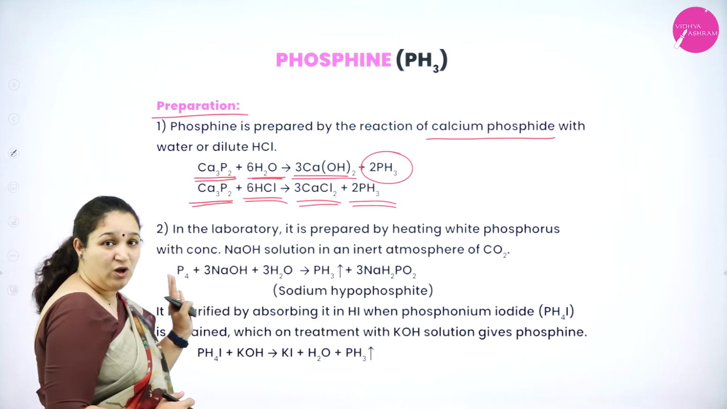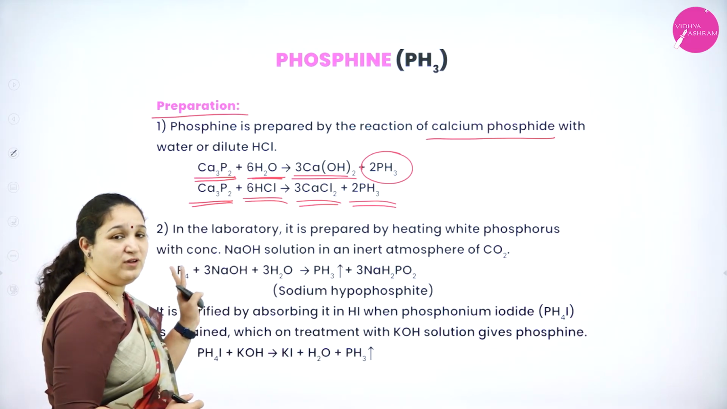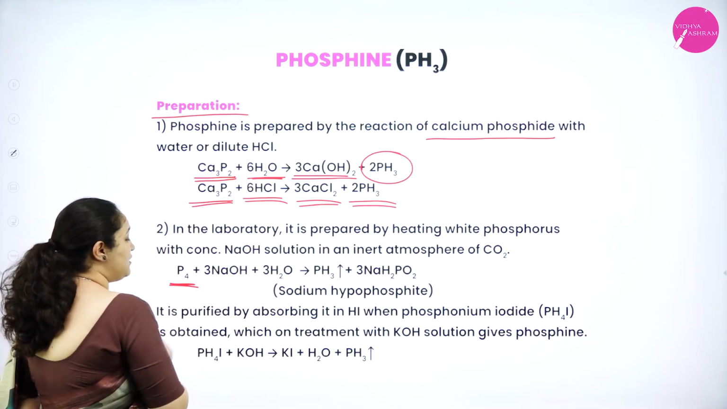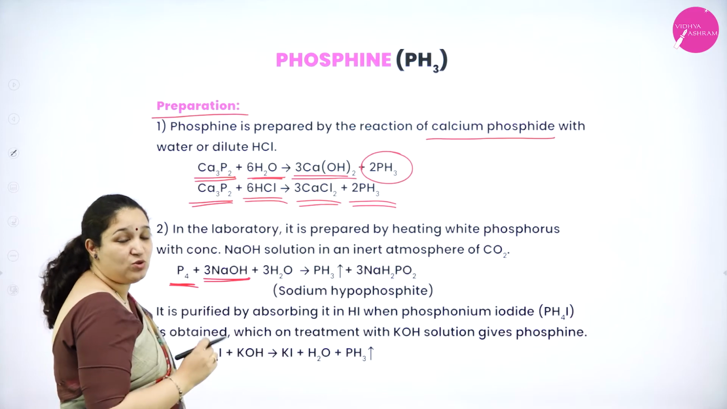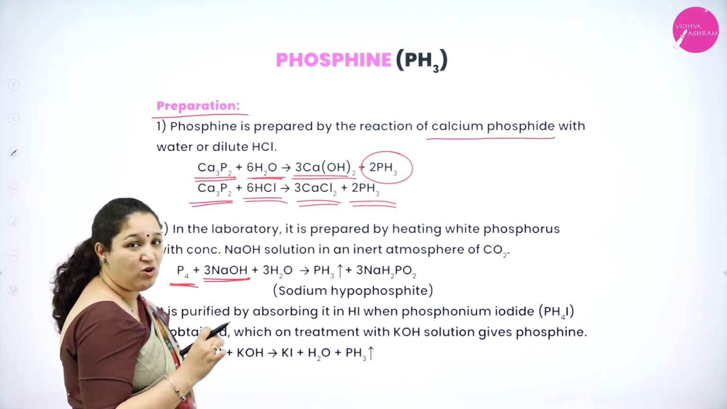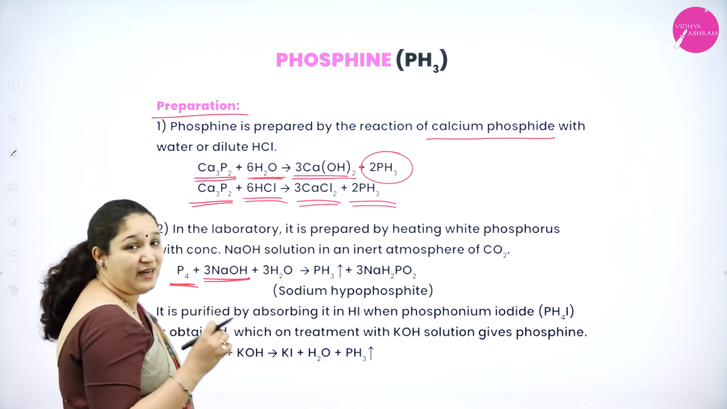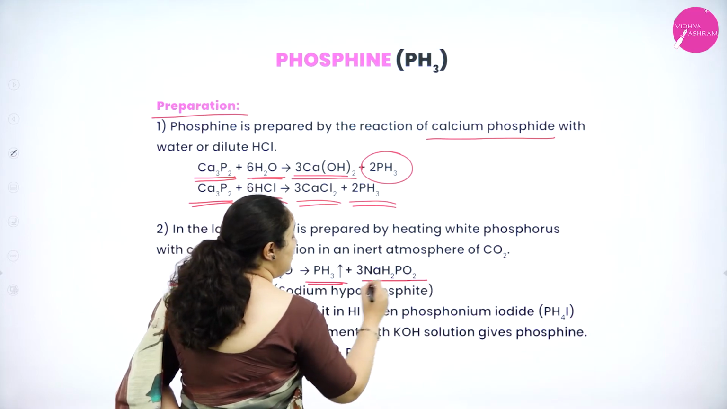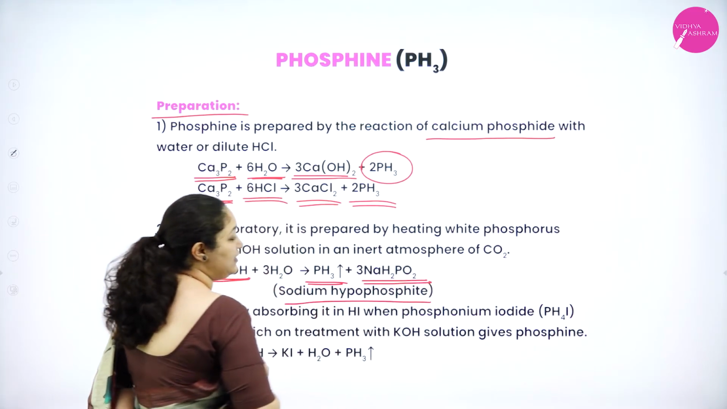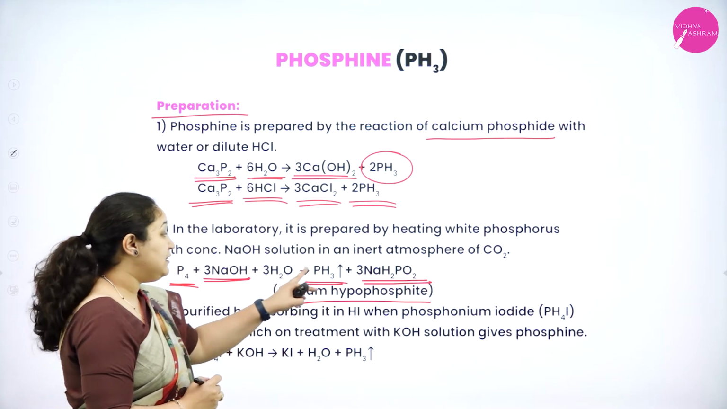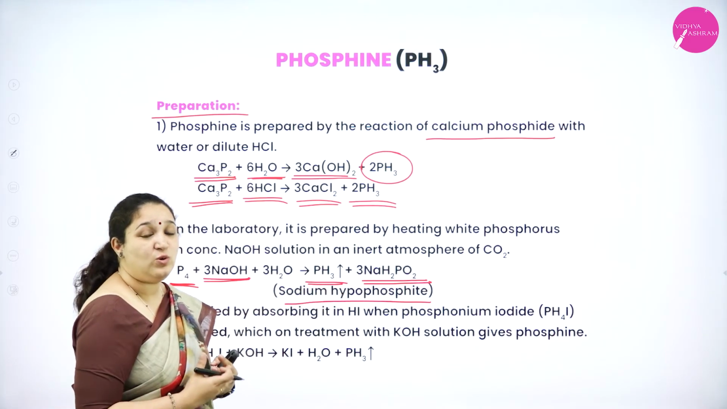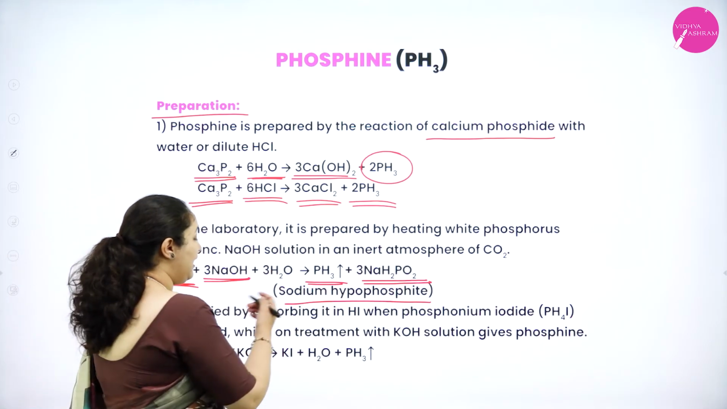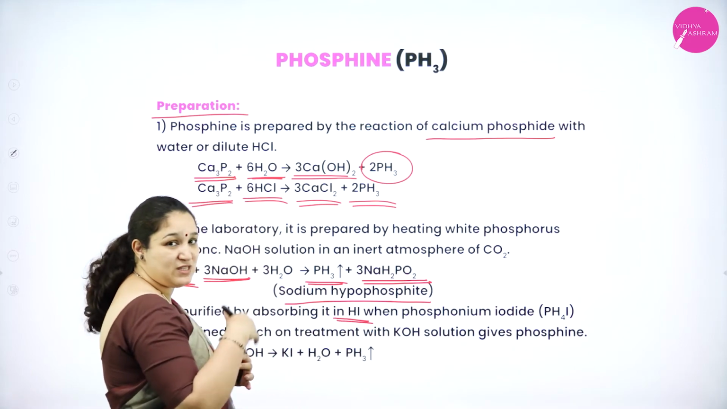The second method, which we already learnt in the properties of white phosphorus, is a repetition here. You take white phosphorus and treat it with a concentrated solution of NaOH, also called caustic alkali, in an inert atmosphere of carbon dioxide. Phosphine gas is liberated and sodium hypophosphite is formed. Correct? And this phosphine gas is not very pure. So, for purification, this gas is absorbed in HI, that is, it is passed through HI.